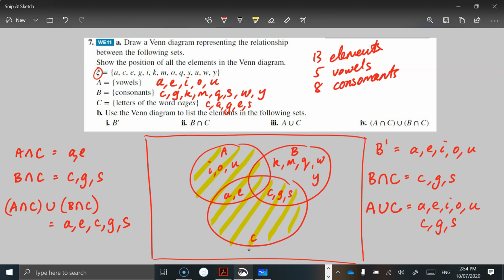Okay, so hopefully that helps you with Venn diagrams. Hopefully that helps you understand the use of those symbols of intersections and unions. And as we go along, we'll become more familiar with this because they'll appear more frequently in what we do.